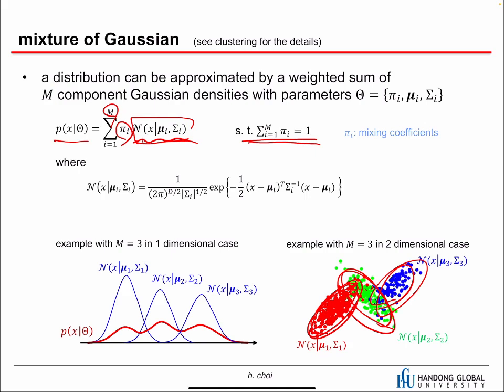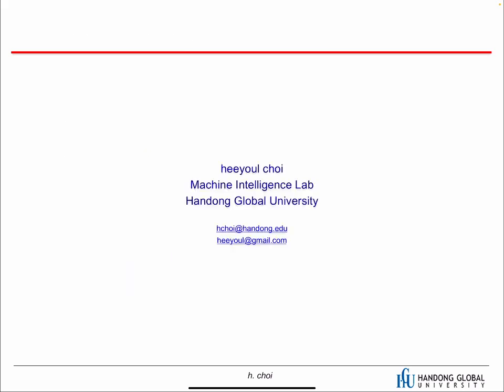Again, in the parametric method, we had just one Gaussian distribution. In the non-parametric method, we had n Gaussian kernels. In the mixture of Gaussians, we have m Gaussian distributions, each of which corresponds to one cluster. So that is kind of between these two extreme cases. Okay, this is it. Thank you.